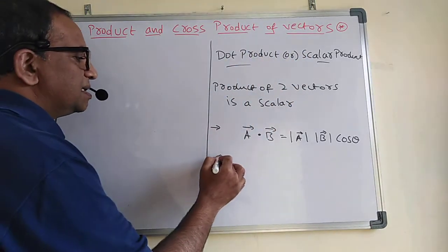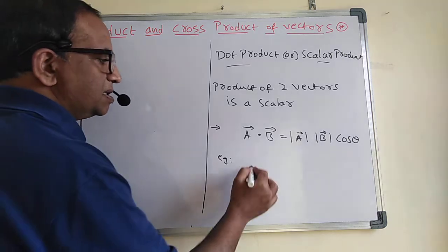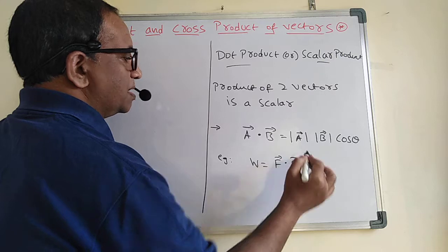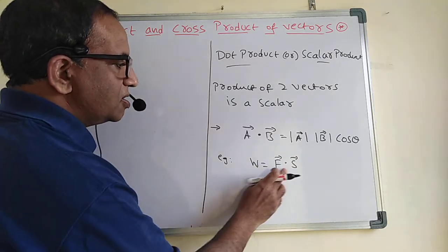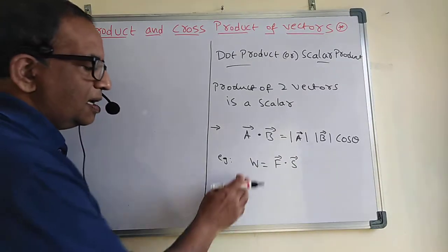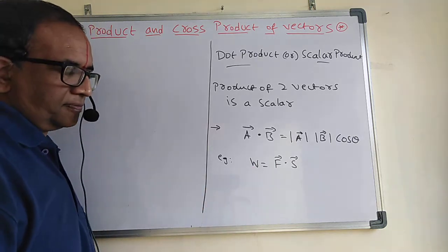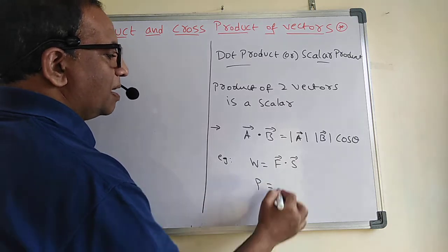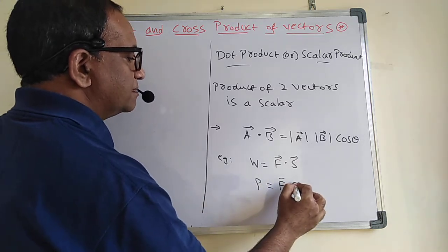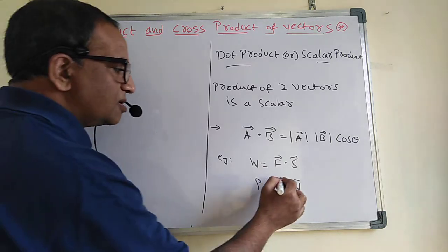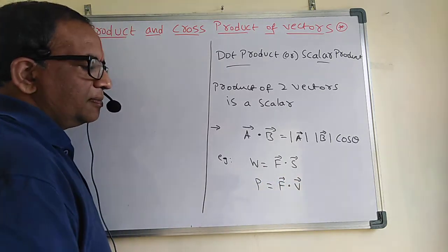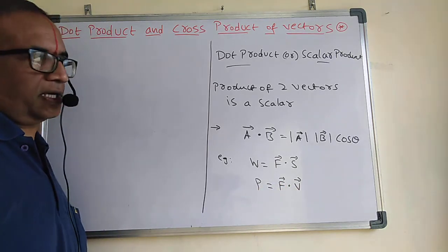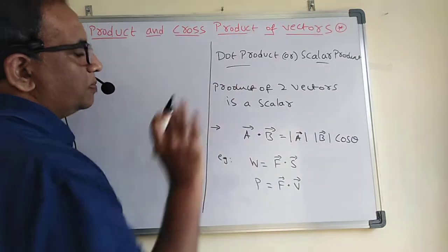For example, take work done. Work done is the product of force and displacement. Remember, force and displacement are vector quantities, and work done is a scalar quantity. Similarly, look at power. Power equals F dot V. Here force is a vector and velocity is a vector, and the resultant is power, which is a scalar quantity. So that is called the dot product.